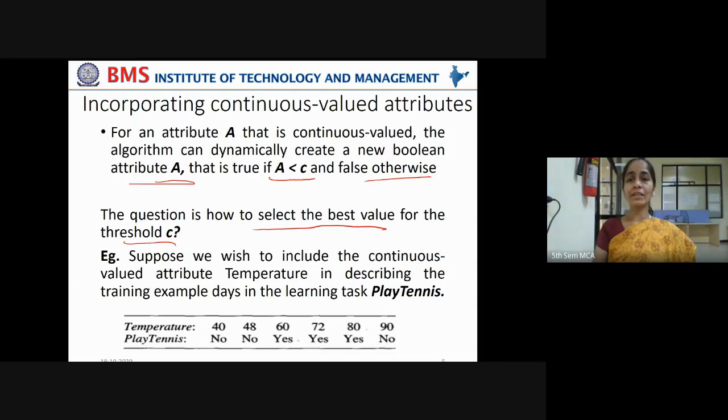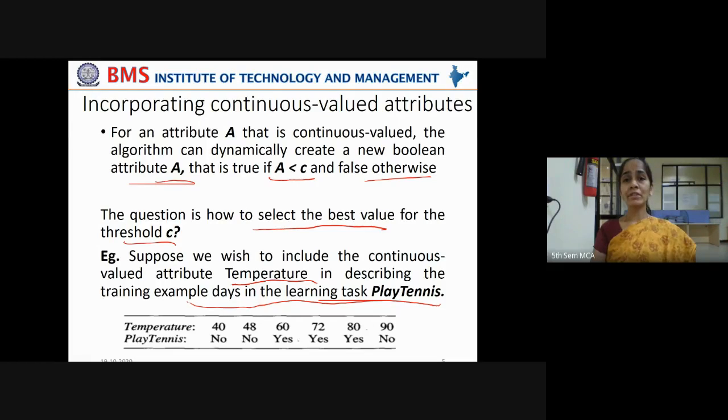The question is how to select the best value for this threshold C. That is most important, right? Let us see an example and understand it. Suppose we wish to include the continuous valued attribute temperature in describing the training example days in the learning task play tennis. Now let us take the same play tennis example, which has 14 days data. And in that we have the attributes outlook, sky, wind, humidity, 4 attributes. And temperature also, 5 attributes.